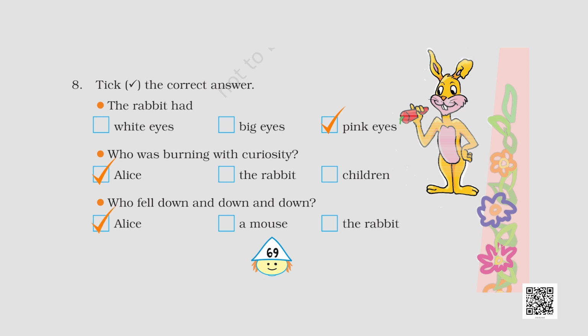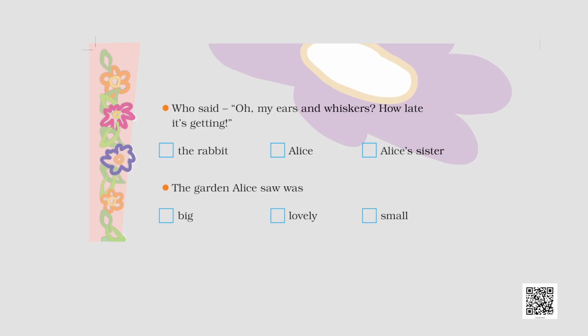Yes, it is Alice. Did some of you say it was the rabbit? No, the rabbit went down and down and down. But Alice, while following the rabbit, fell down and down and down. Okay, let's look at the other questions on page 70. Who said, "Oh, my ears and whiskers, how late it's getting"? Yes, of course, it was the rabbit who said these words.